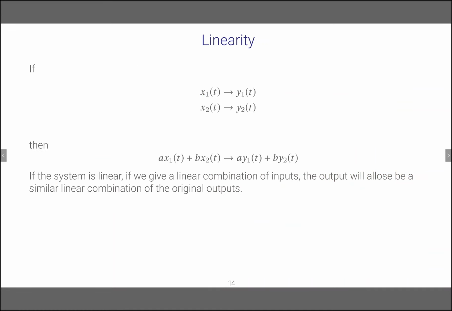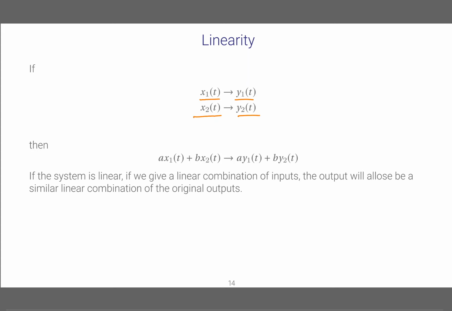Okay, then the other important property is linearity. Now consider a system where x1(t) gives y1(t), x2(t) gives y2(t). If you give the system a linear combination of these inputs, a x1(t) and b x2(t), the system must produce the same linear combination with the same constants multiplying y1(t) and y2(t). If the system is linear, the output will be a similar linear combination of the original outputs.